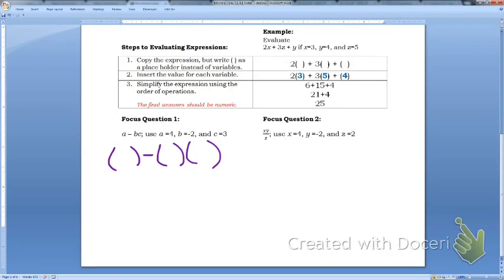Sorry for that. Recordings just pop up while I'm talking. So I replace my A variable with the A that I'm given, the 4. I replace the B that you're given, the negative 2, for this set of parentheses, just fill it in, negative 2, and the C of 3 in the third set of parentheses. Now I have a numeric expression that I need to simplify using the order of operations.